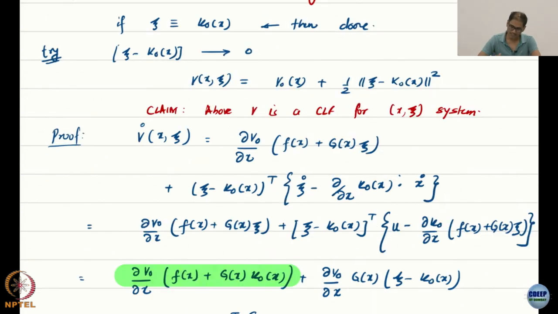So we essentially just proved that this new function is a nice CLF. In fact, it's a quadratic. These are the sort of Lyapunov functions we are very comfortable with, the quadratic Lyapunov functions. So we essentially have added a quadratic term in this error, okay? All right, great.